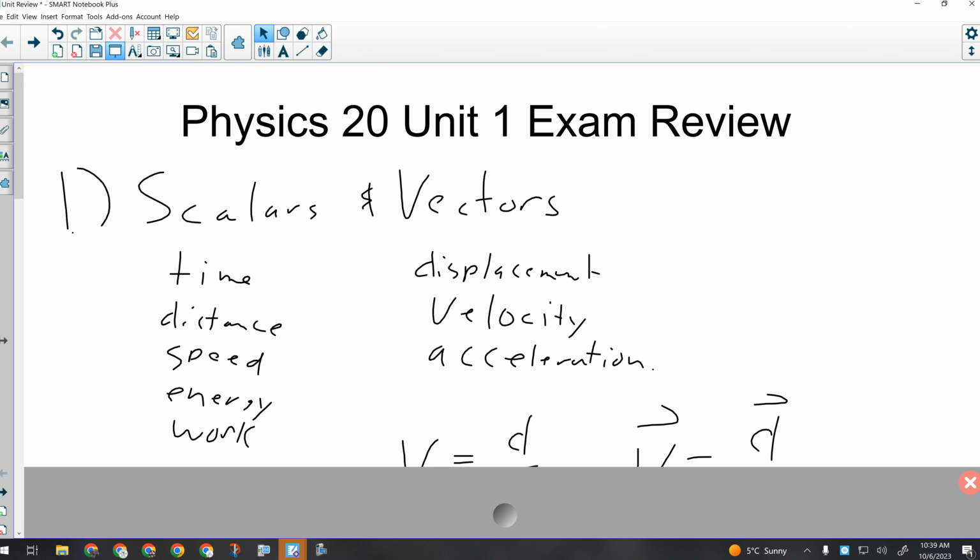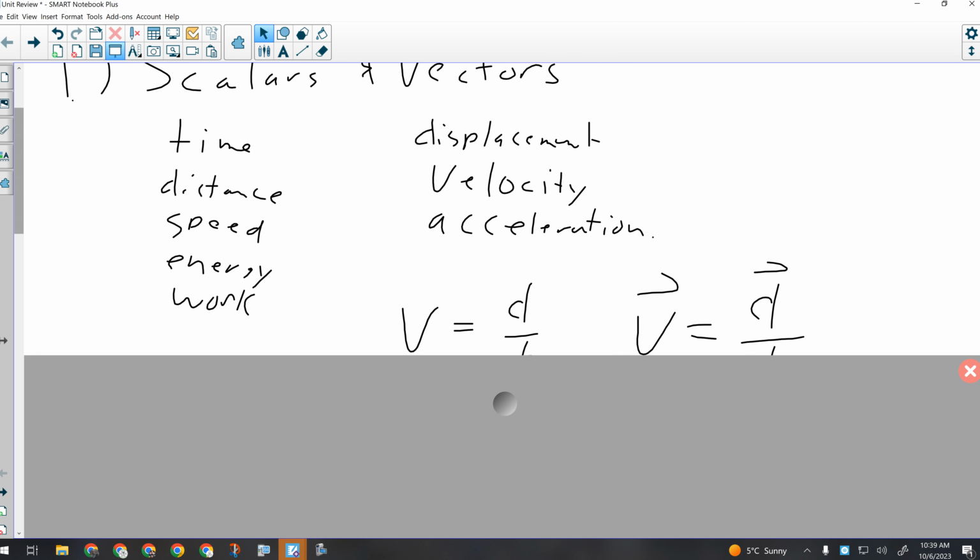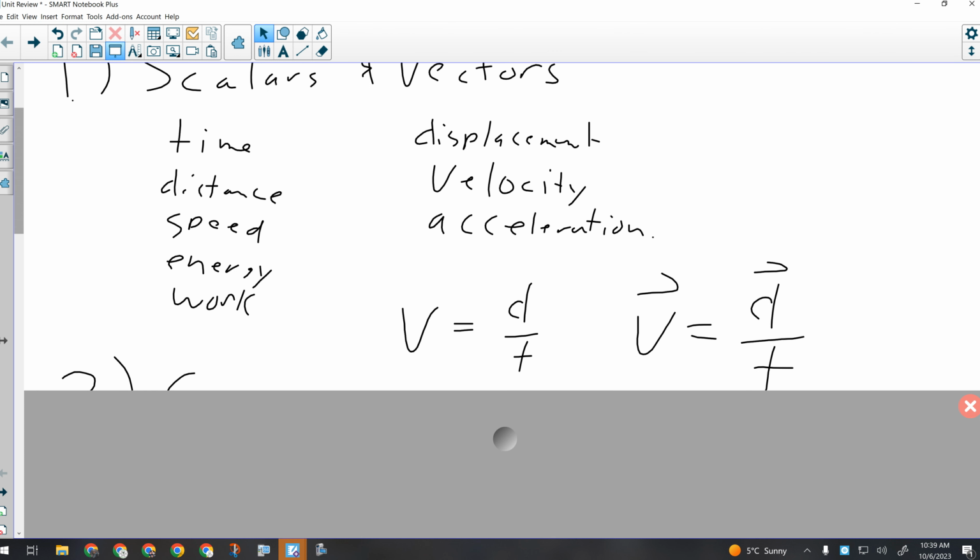We talked about those as our scalar and vector quantities. So our scalar quantities were time, distance, speed, energy, work. Our vector quantities, displacement, velocity, acceleration. Next unit, force, also a vector quantity. And we reviewed the use of those two formulas, v equals d over t and the vector one, remembering that this formula can also be written like this. Because that's the vector one.